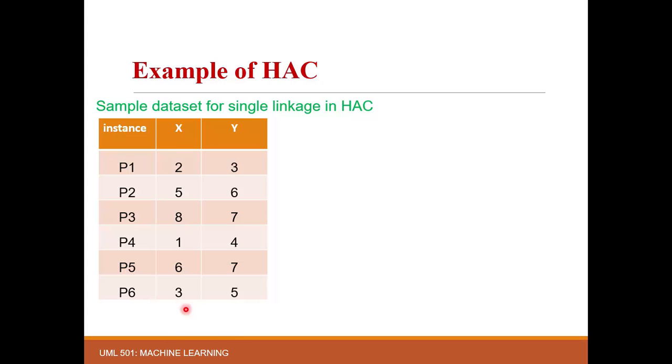Here I have taken a sample data set of dimension 2, and each point or row vector is represented with the help of these data points P1, P2 up to P6. So in order to start HAC, the foremost requirement is the distance matrix. We have to compute the distance matrix using this data set before starting our HAC.